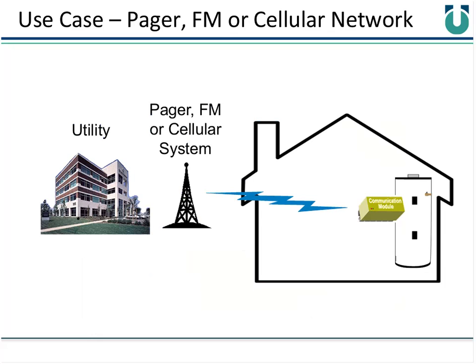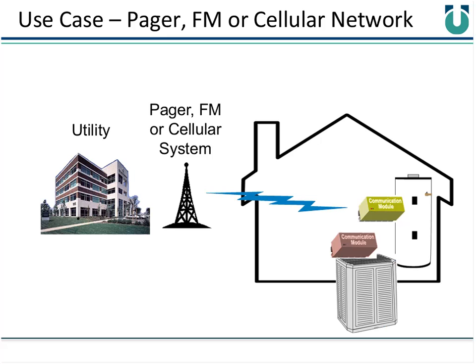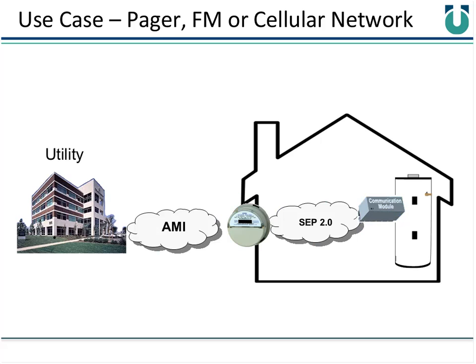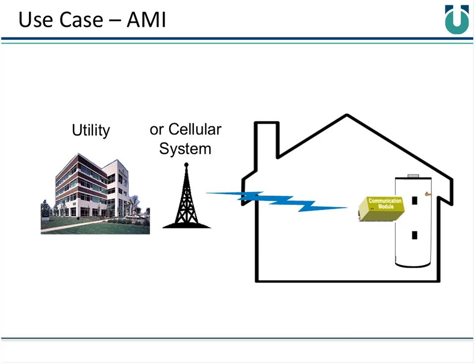The utility doesn't have to roll a truck when the customer enrolls. The customer doesn't have to hire an electrician to come out. The customer plugs in a simple module and the job's done. It doesn't matter whether it's a hot water heater, an HVAC system, or anything else.